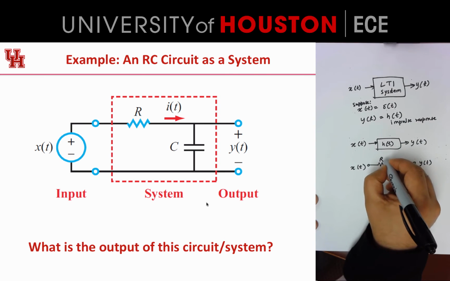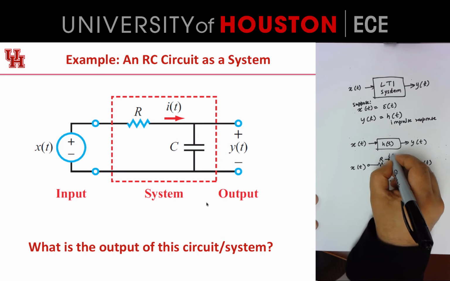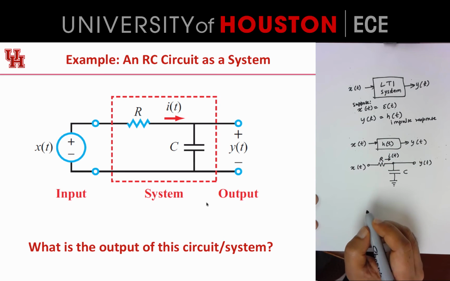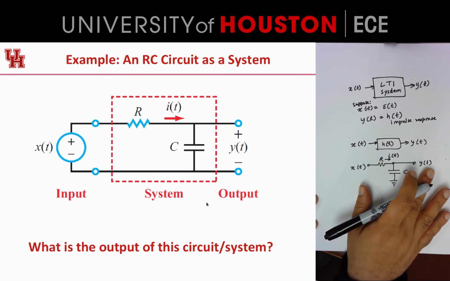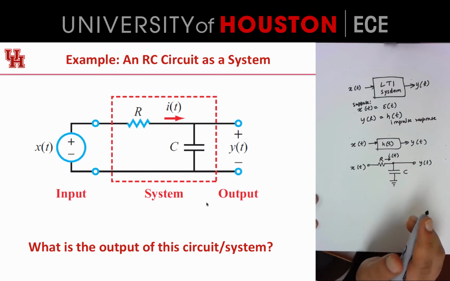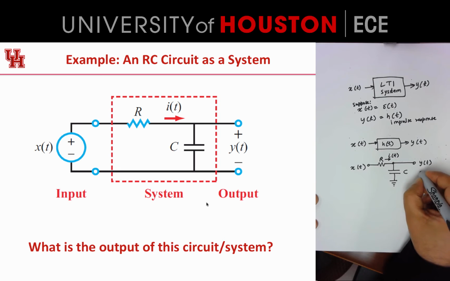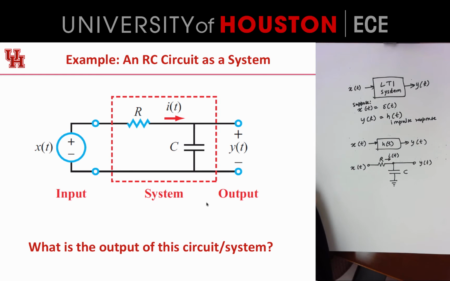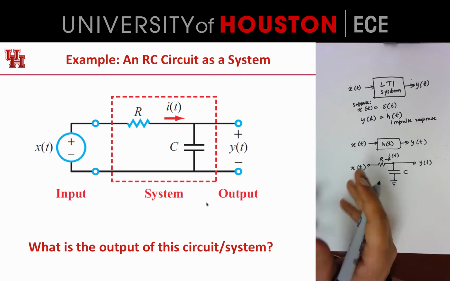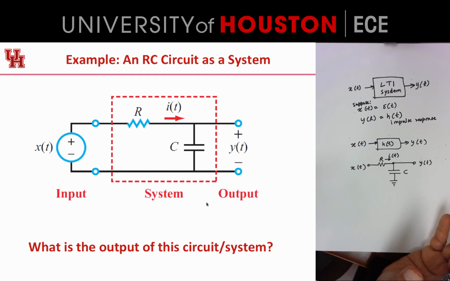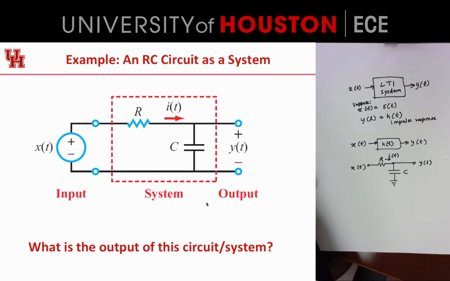So the current through this resistor is I of t, and we want to know what the output of this system is. We're talking about the output voltage. Now we can call it a circuit, we can also call it a system. It's all the same thing.